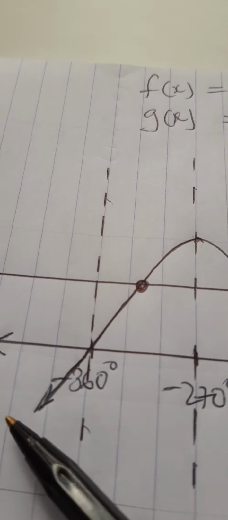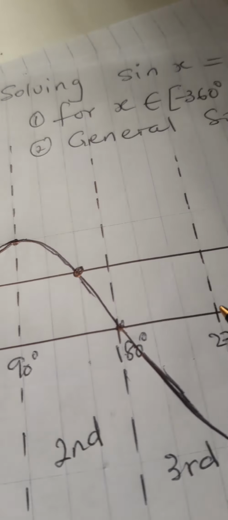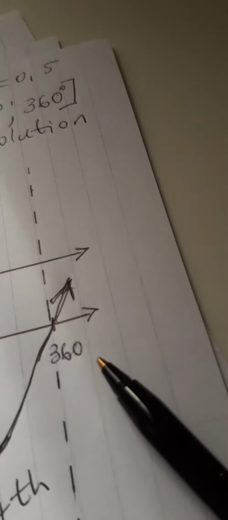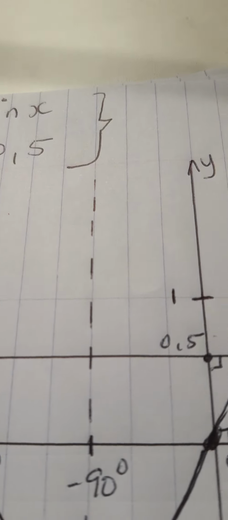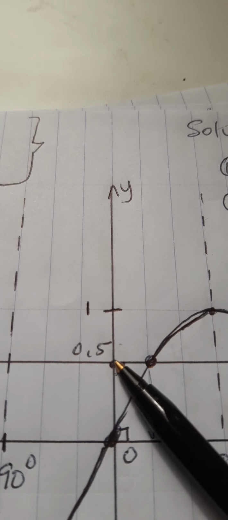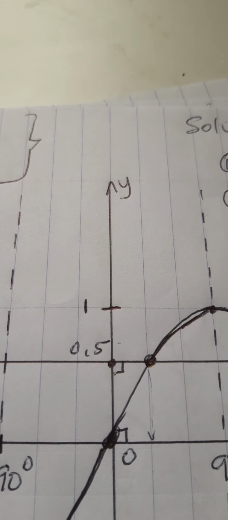Then we sketch the graph of f. Here's the graph of f, between the interval minus 360 degrees and 360 degrees, which is given. And then we sketch the graph of the g of x, which is equal to 0.5. Here's the graph of g. The graph of g is parallel to the x-axis, and it cuts the y-axis at 0.5.